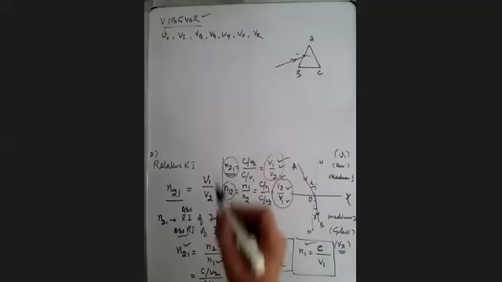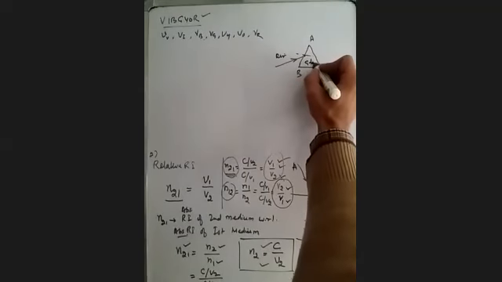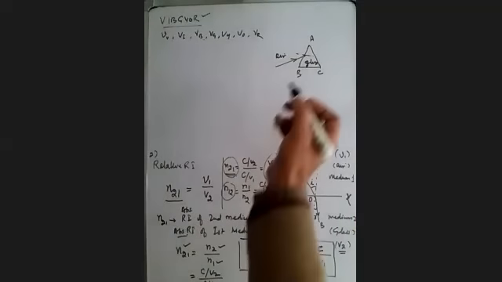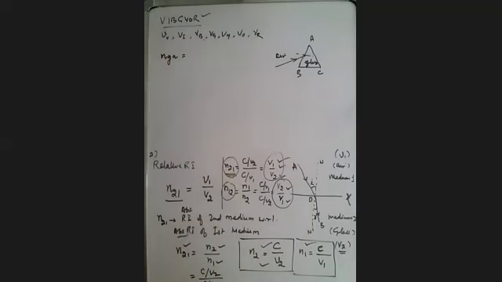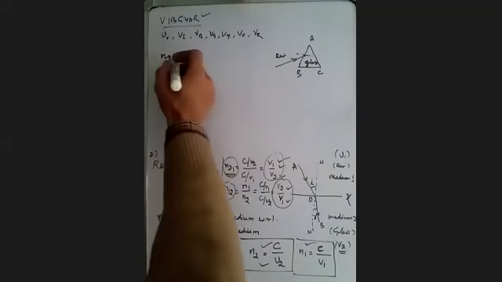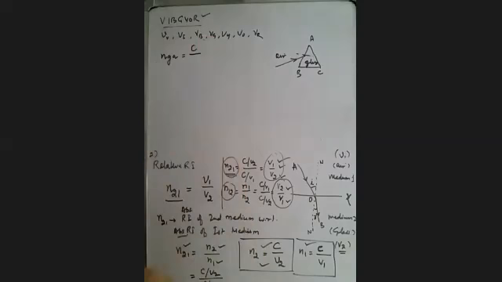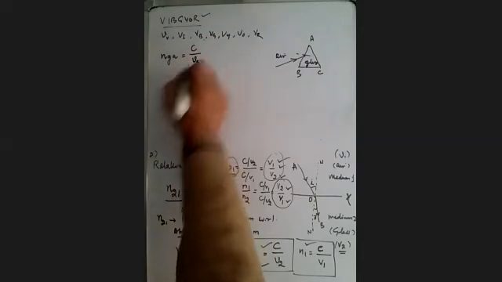So what is the effect of the different speed? Suppose this is air and this medium is glass. Then let us find out the refractive index of glass. So n of glass with respect to air. So n_GA means refractive index of glass with respect to air. It will be given by the speed of light in air, that is C, divided by the speed of light in glass.